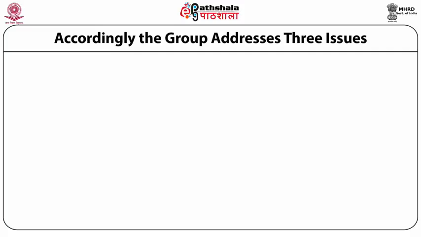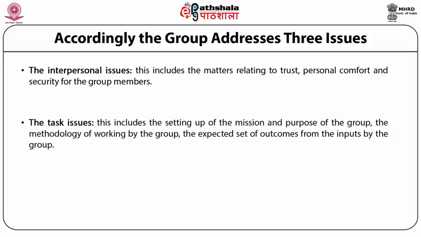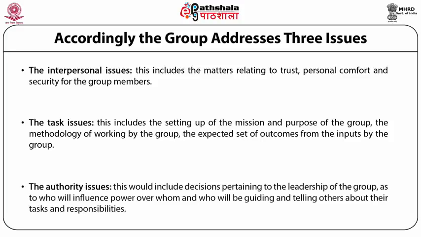Accordingly, the group addresses 3 issues: the interpersonal issues, the task issues, and the authority issues. The interpersonal issues include the matters relating to trust, personal comfort, and security for the group members. The task issues include the setting up of the mission and the purpose of the group, the methodology of working by the group, and the expected set of outcomes from the inputs by the group. The third issue, that relating to the authority, includes decisions pertaining to the leadership of the group, as to who will exert power over whom and who will be guiding and telling others about their tasks and responsibilities.